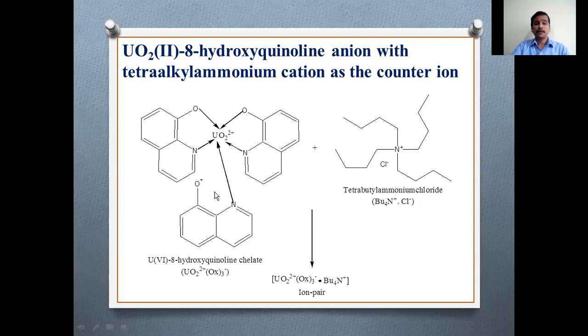So in the 8-hydroxyquinolinate anion, 3 moles of 8-hydroxyquinoline are required to form a stable uranyl 8-hydroxyquinoline complex, but 2 hydroxyl groups from 2 8-hydroxyquinolines and 2 nitrogens will coordinate, and the other 8-hydroxyquinoline will contribute coordination only from nitrogen, not from the hydroxyl group. The reason may be different.